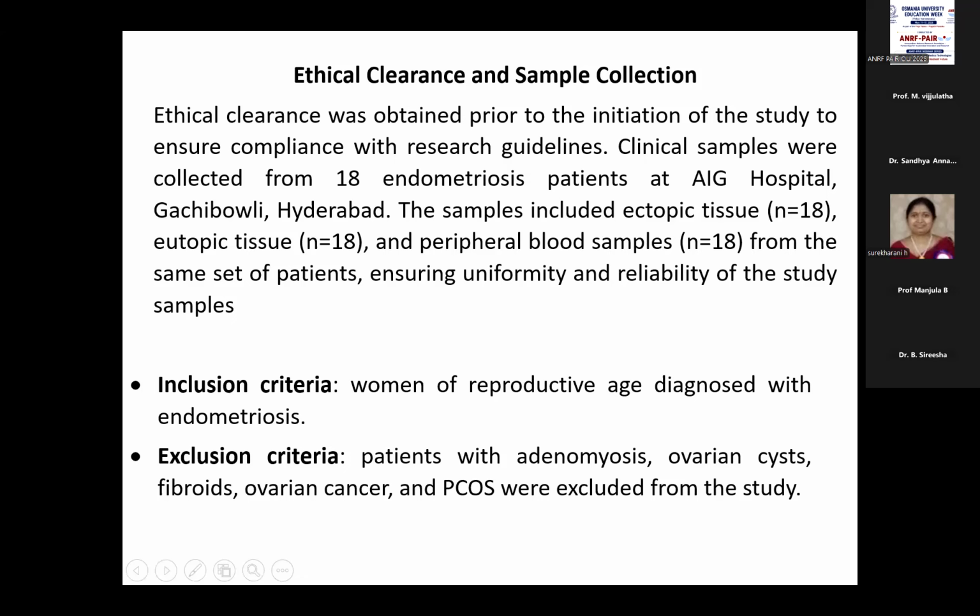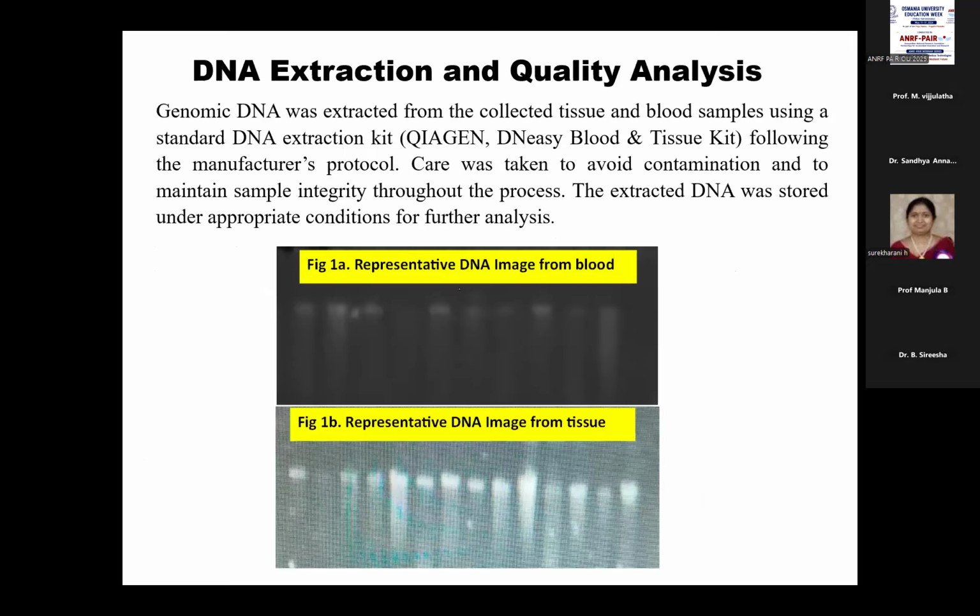This is the inclusion criteria: women of reproductive age diagnosed with endometriosis, properly diagnosed with the gold standard, laparoscopically. And the exclusion criteria: females with adenomyosis, ovarian cysts, fibroids, ovarian cancer, and polycystic ovarian syndrome are excluded from the study. We extracted the DNA from all these samples, the blood and also the tissue samples.